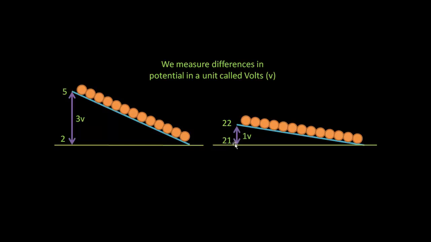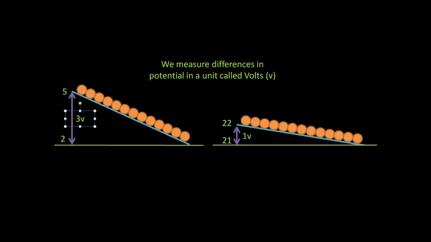Similarly, let's just say you were able to hold one end of the board up in the air 22 feet and the other end of the board only 21 feet in the air. You would still have 1 volt of difference in potential between the 2 ends of the board. So 5 feet here, 2 feet here, 3 feet, or in this case, we're going to use electrical representation, 3 volts of potential energy between the difference in these ends of the board.